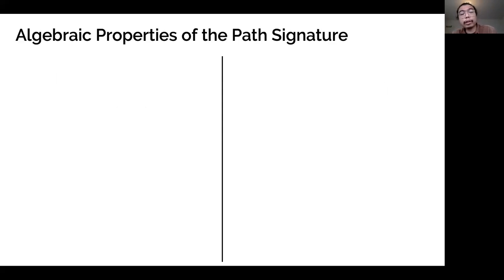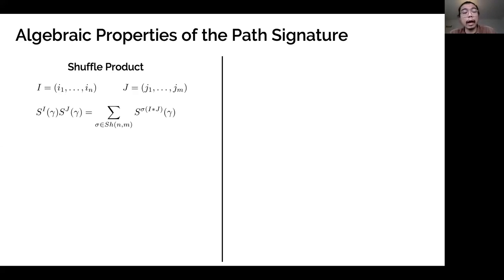And additionally, there are some algebraic properties of the path signature. The first is a sort of internal multiplicative structure. So if I take two multi-indices, I and j, then the product of these two signature terms can be written as a linear combination of higher order signature terms. And this is formulated using the shuffle product. And so just as an example, the higher order terms are given by all of the possible shuffles between the multi-indices I and j.